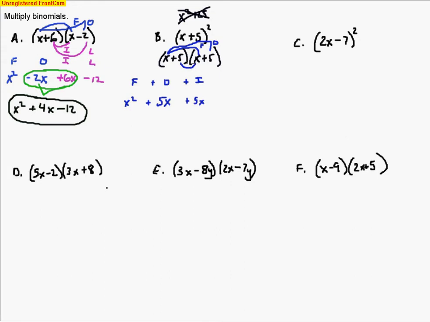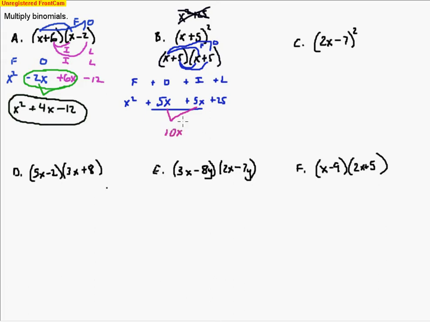5 and x make 5x again. And then we have our last terms. 5 and 5 make 25. And so we can collect these two numbers because they have the same variables raised to the same power, both x to the first. And so that gives us 10x.